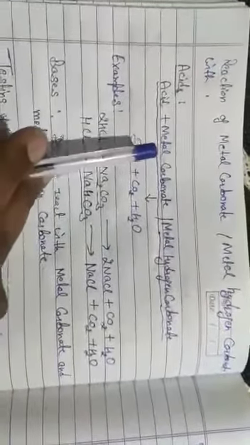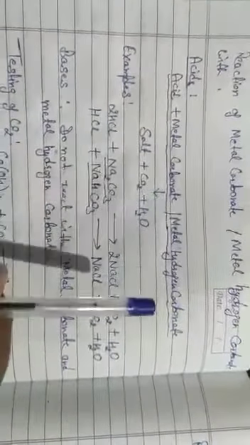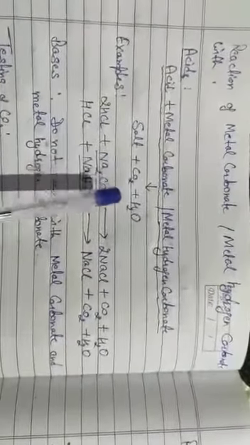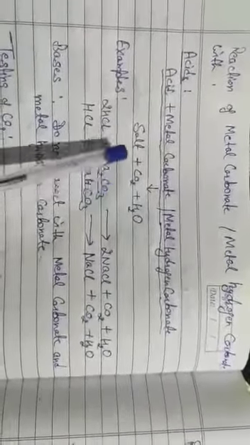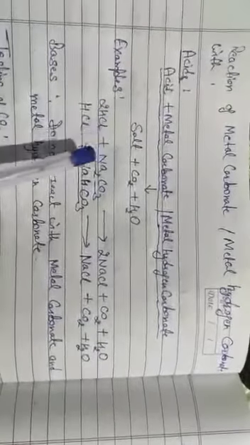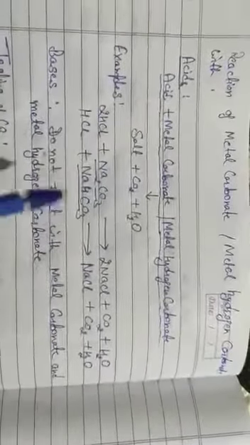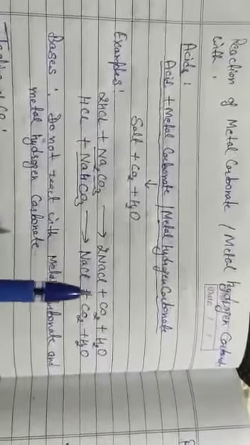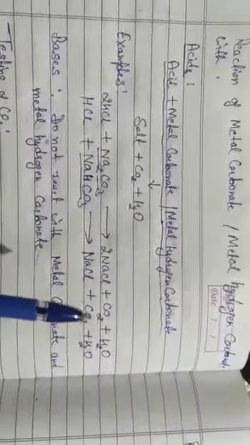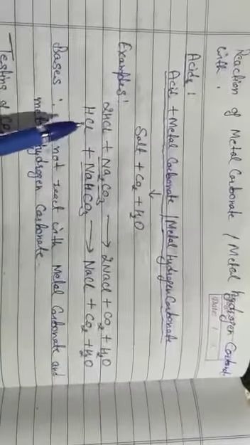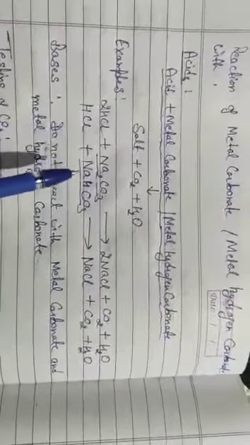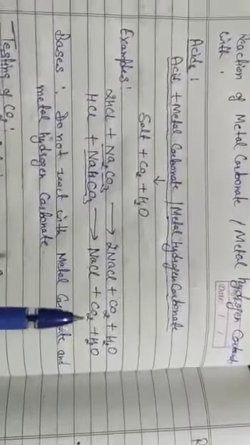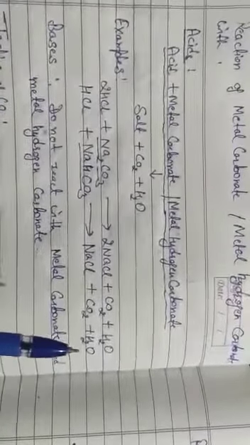Acid, when it reacts with metal carbonate or metal hydrogen carbonate, forms salt, carbon dioxide and water. For example, HCl is an acid. When HCl reacts with sodium carbonate, it forms NaCl, carbon dioxide and water. In the second case, when HCl reacts with metal hydrogen carbonate, NaCl, carbon dioxide and water are formed.